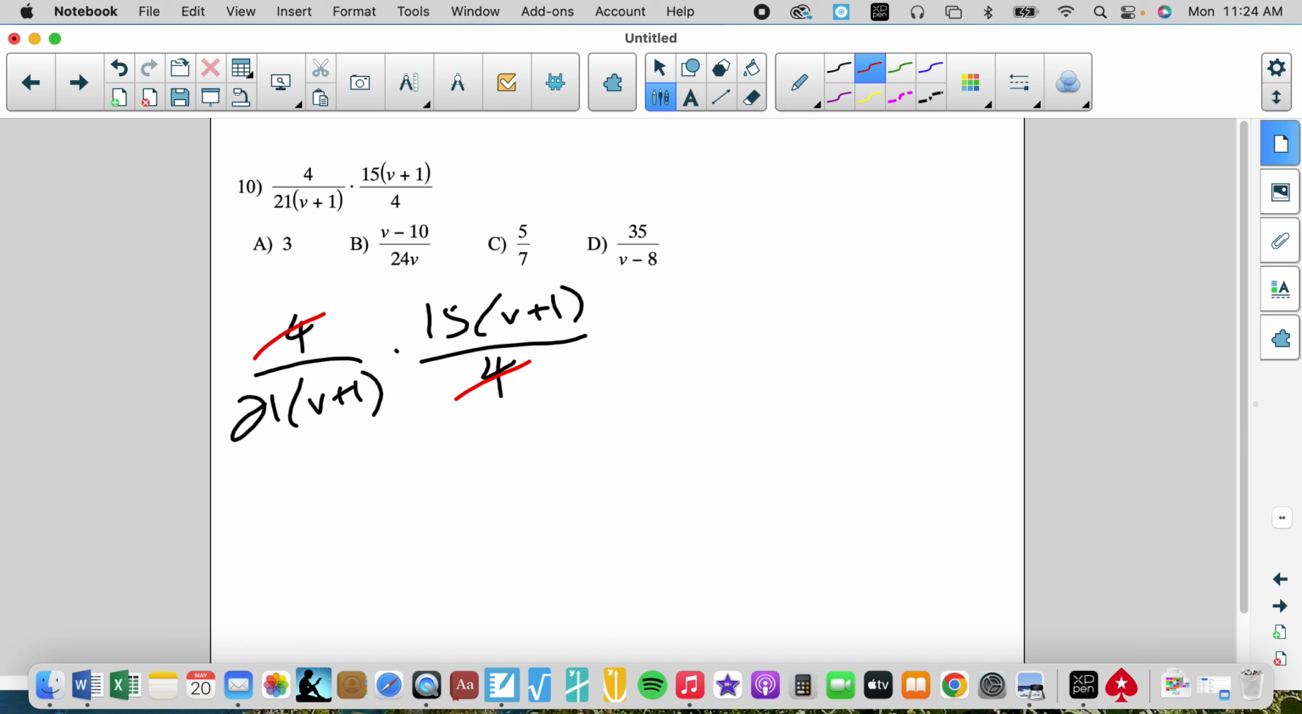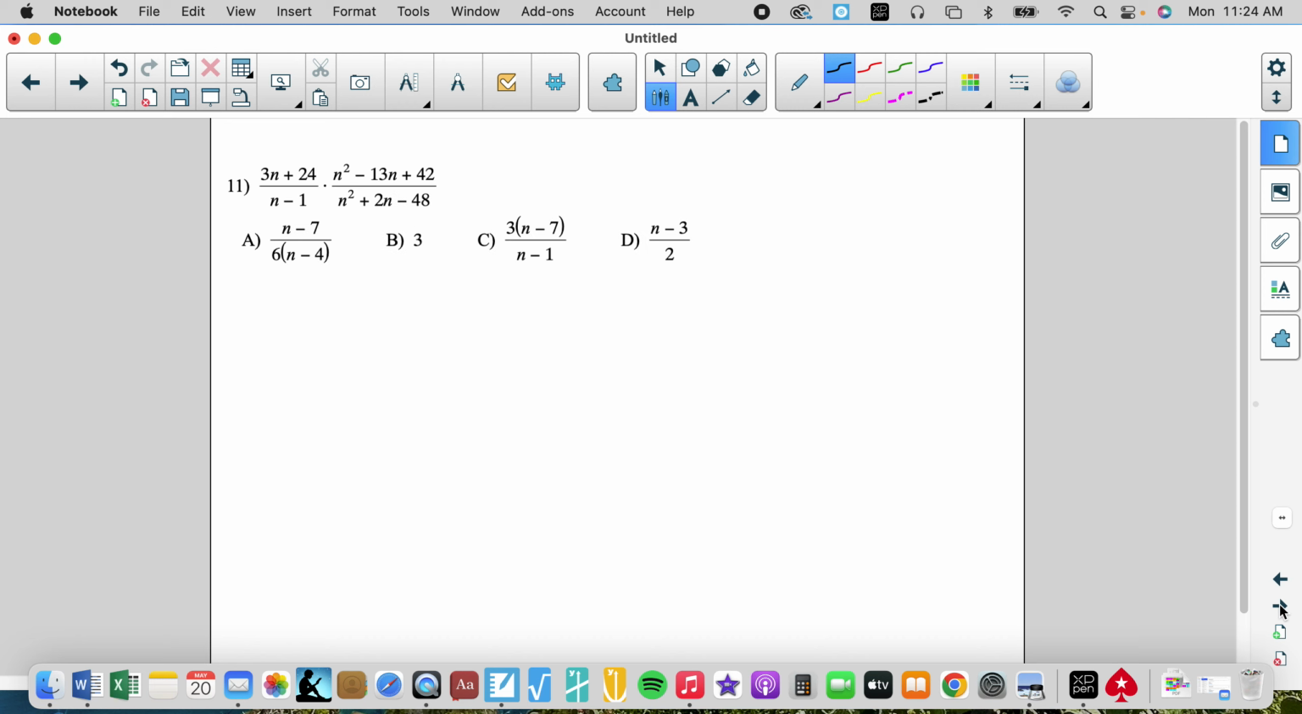What goes into 15 and 21? 3. 3 goes into 15 5 times. 3 goes into 21 7 times. The v plus 1 can cancel. And so that leaves me with 5 over 7. That's C.